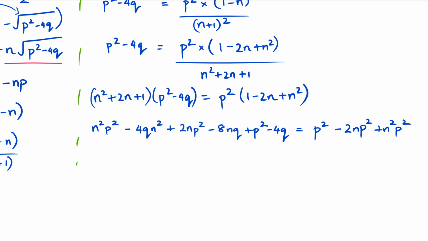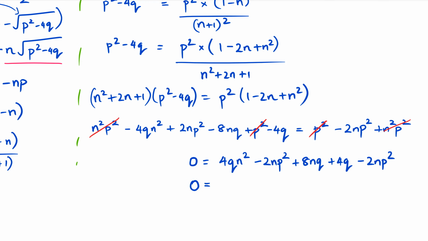All right, let's see what we can actually get rid of. So the first thing I want to get rid of is the p squared and p squared. N squared p squared, okay, n squared p squared disappears. All right, I'm going to move everything from the left-hand side to the other side. So I'm going to get 0 is equal to 4qn squared minus 2np squared plus 8nq plus 4q, and then whatever's left over on the right-hand side, which is minus 2np squared. We're starting to get somewhere, folks.